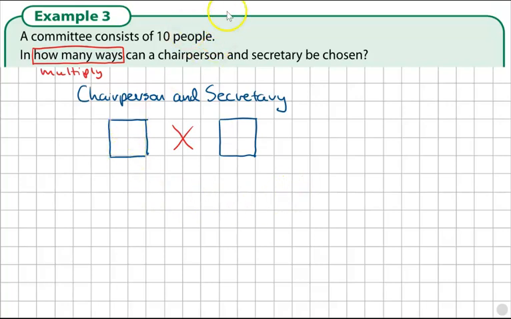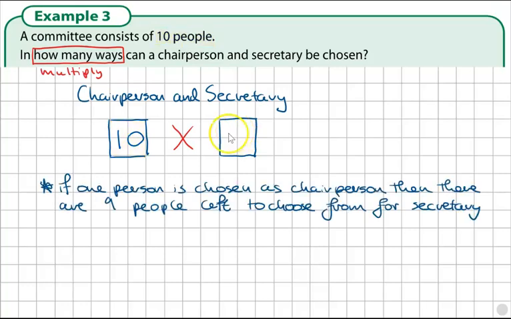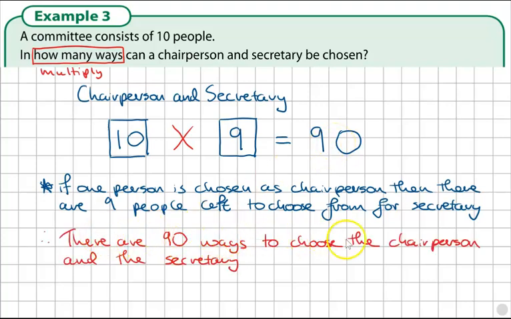So we have 10 people to choose from for the chairperson. So 10 goes in the first box. And if one of them has already been chosen, we've only got 9 people left to choose from for the secretary. So 9 goes in the second box. And 10 times 9 is 90. There are 90 ways to choose the chairperson and the secretary.